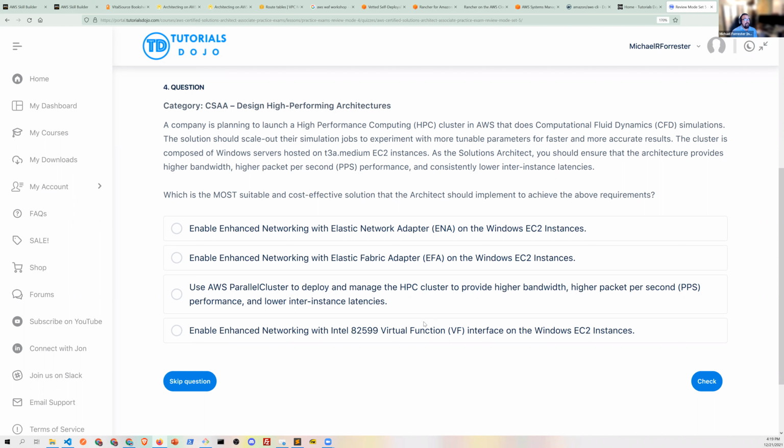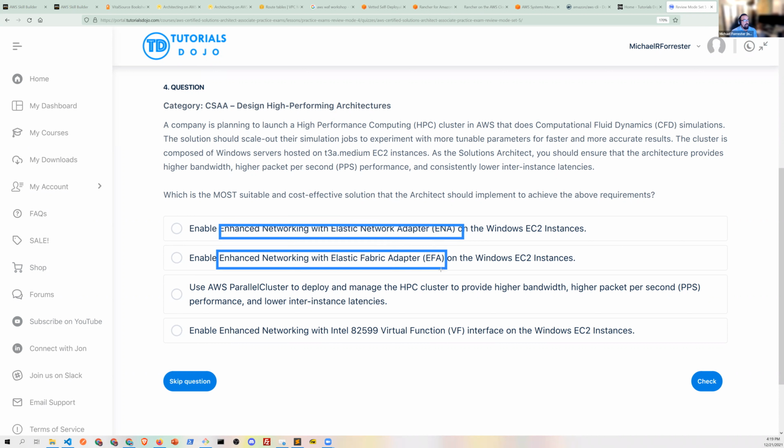Now they're on T3A mediums, right? The backplane on a T3A medium, so this is super detailed, right? So here's the funny thing, is that they're basically saying, hey, you can either add an enhanced network adapter, you can add an elastic fabric adapter. You can actually deploy ParallelCluster to manage the HPC cluster, or you can do the virtual function interface on Windows instances.